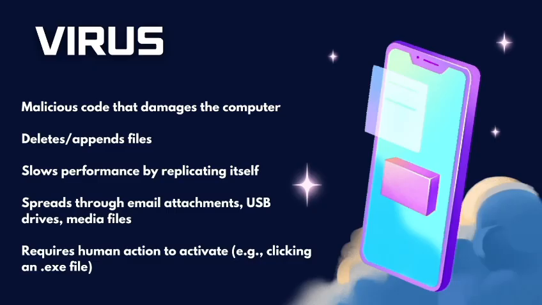Then we have the virus. A virus is a malicious code created to harm a computer. It can infect files, modify data, and occupy system memory, or just replicate itself to slow down system performance. One important point is that a virus cannot activate on its own. It needs human action like clicking an infected file or running an infected program. Viruses can spread through email attachments, USB drives, images, audio files, videos, and much more.